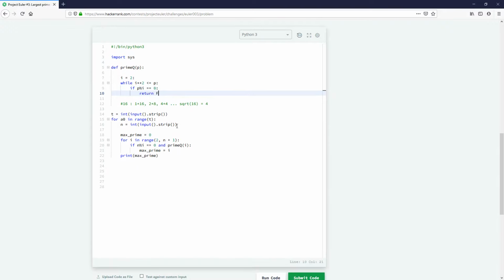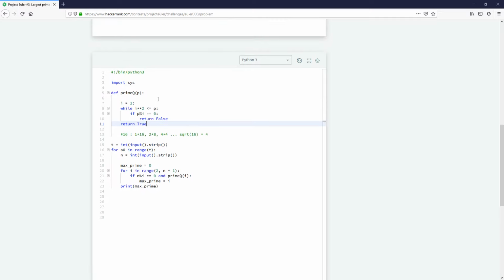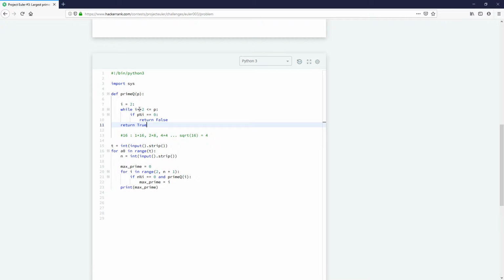We simply return false because it is not true, and if we make it through everything, then we can return true. Now, another insight that we're looking at is maybe, once we test if 2 doesn't divide p, then certainly no other even number could possibly divide p.